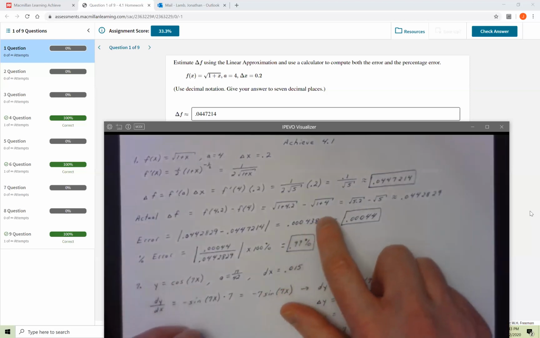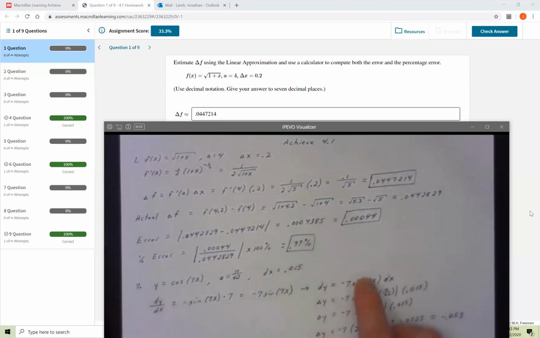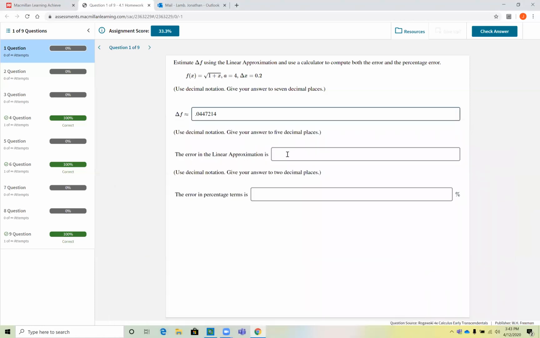So you'll see I rounded to 0.3 zeros and a 44. And again, the only reason I did that is because Achieve specified 5 decimal places here. So I take that answer, 0.123, 3 zeros, followed by the 2 4s. Now the last one, it's wanting the percentage error in terms of 2 decimal places.